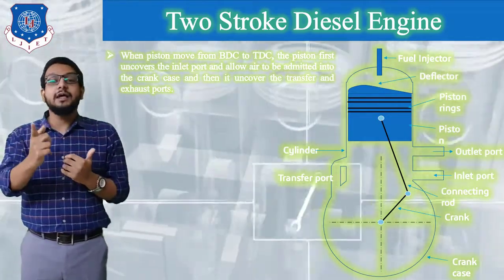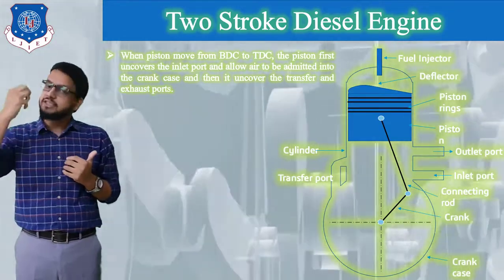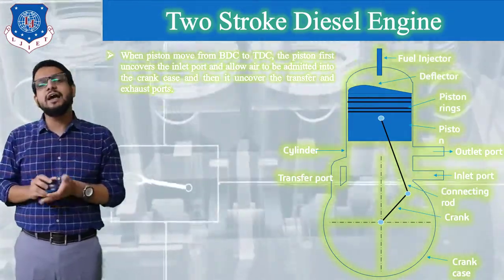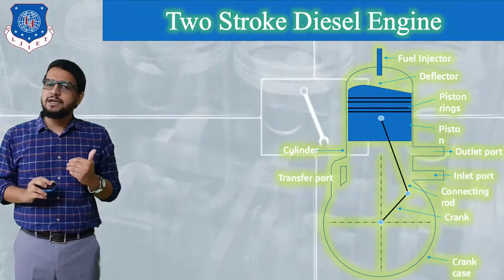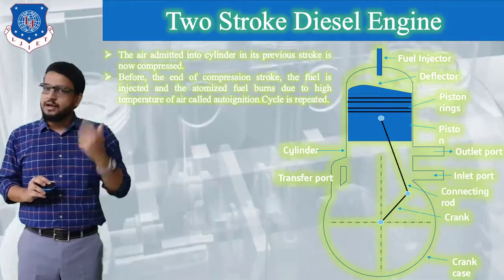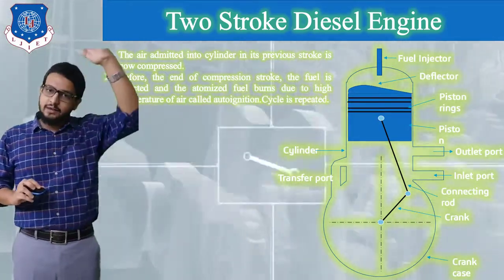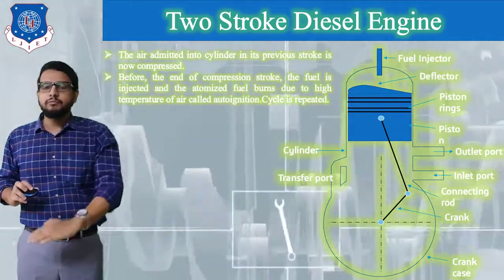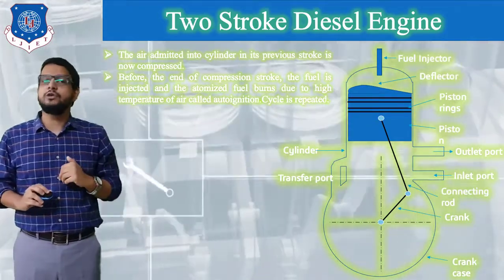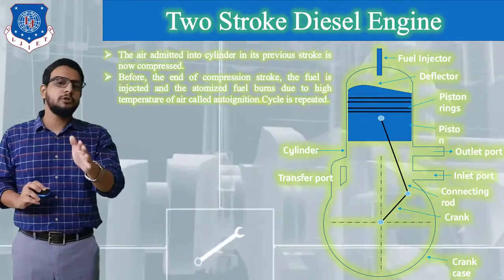At the same time, compression of air will take place, that is, its pressure will increase, its temperature will increase, and finally highly compressed air will be present in the clearance volume. And again fuel will be injected, explosion will take place, and again the piston will move from its TDC to BDC. So this is how the cycle is going to be repeated. So the operation is totally the same as a two-stroke petrol engine.